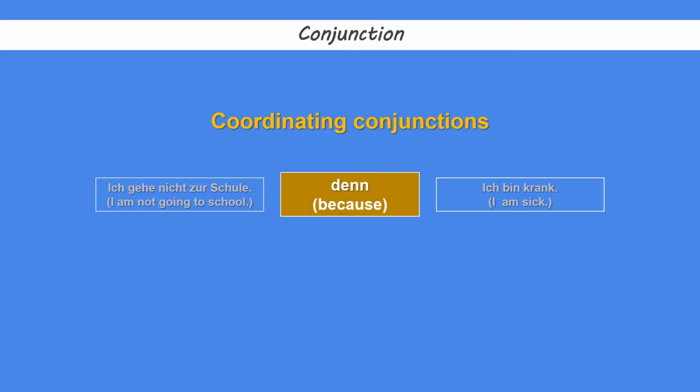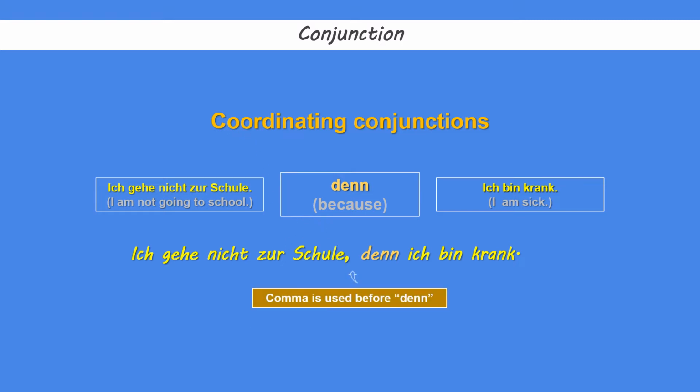Please note that a comma will be used before the conjunction denn. Ich gehe nicht zur Schule, denn ich bin krank. I am not going to school as I am sick.